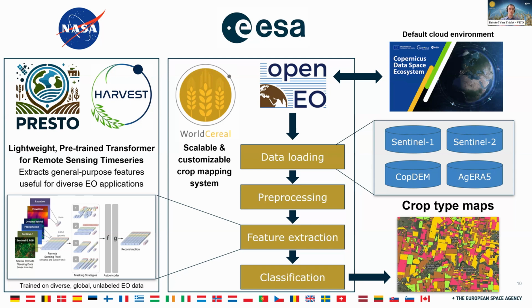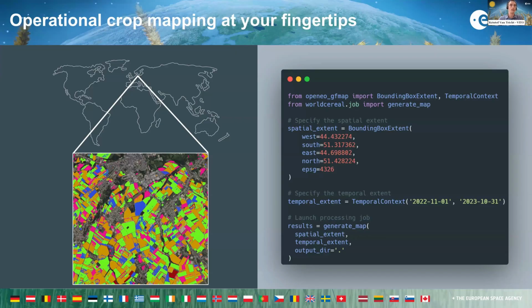That is the backbone. And of course, we really want this user friendliness. So today we are really bringing this operational crop type mapping to your fingertips. In the most simple way, we just want you to be able, with a few lines of code, to provide a bounding box extent on the one hand, a temporal extent on the other hand. And with just one method, generate map, in this case, you would launch our default global cropland model, which is going to produce a cropland map for your region of interest and your time of interest.